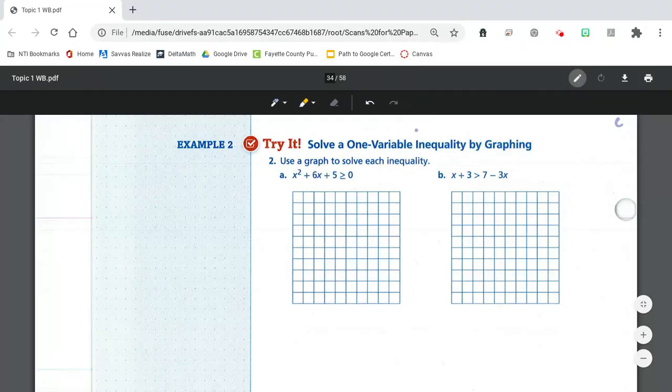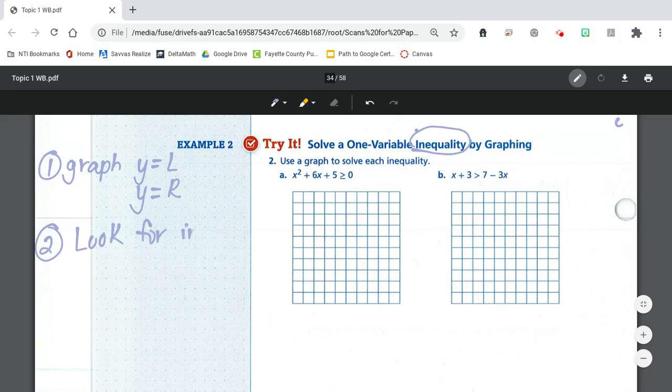Now, we can also do this with inequalities. You just have to be careful about what you're looking for. So for inequalities, step 1, you're still going to graph y equals the left and y equals the right, L for left, R for right. Step 2, you're going to have to see which part satisfies the inequality. So look for the intervals that satisfy the inequality.